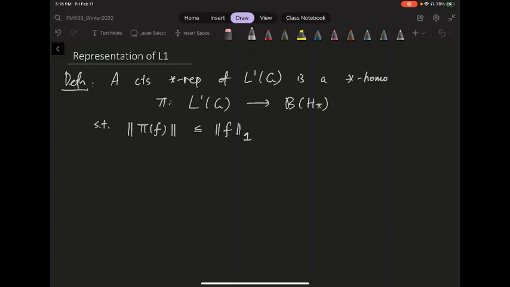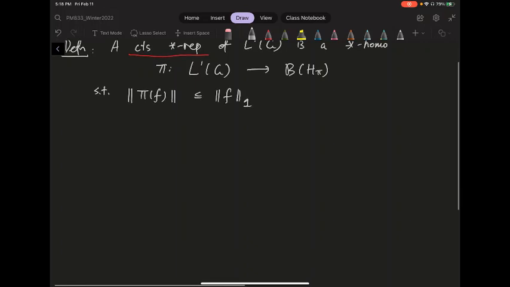So here's the definition. We say a continuous star representation of the L1 of G is essentially just a star homomorphism from the L1 of G to some B of H. Again, H may depend on pi, so let's say it's H pi. And the continuity basically follows from this: if you take any L1 function f, pi of f, this operator norm, has to be bounded above by the L1 norm. So you can think about it as a contractive map from the L1 of G as a Banach algebra to another Banach algebra.